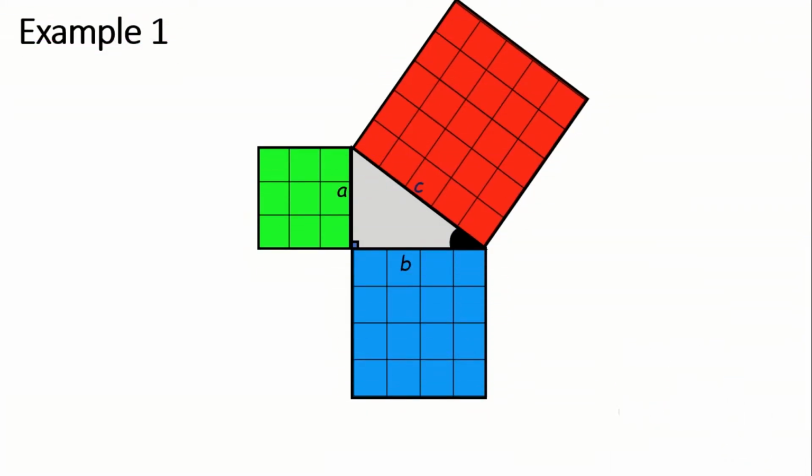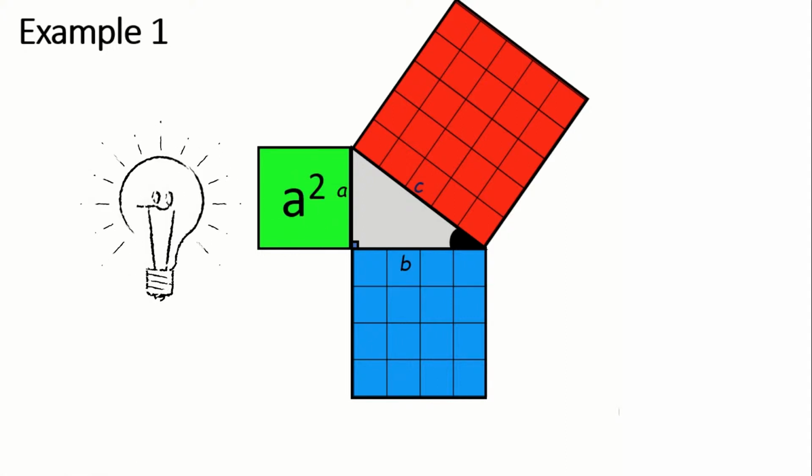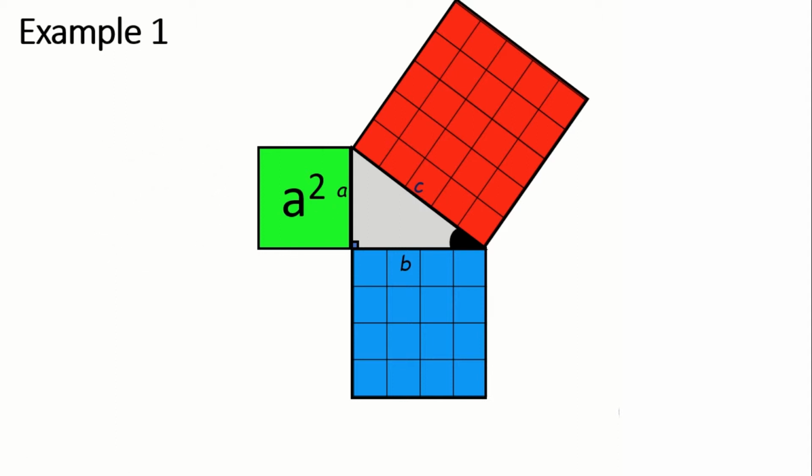So starting with example 1, we are going to first look at the generic diagram for Pythagoras' theorem. Having a look at this square here, we know that the area of the green square is going to be a squared. By talking with your partner, can you work out why the area of this is a squared? Great, I'm sure you noticed it was the product of a times a.